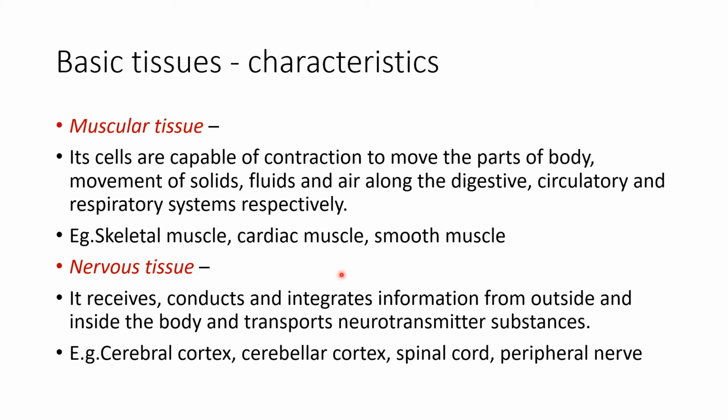So the nervous tissue receives, conducts and integrates information from outside and inside the body and transports what are known as neurotransmitter substances. So the examples for nervous tissue are the cerebral cortex, cerebellar cortex, the spinal cord and the peripheral nerves.